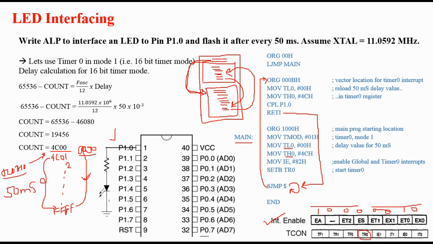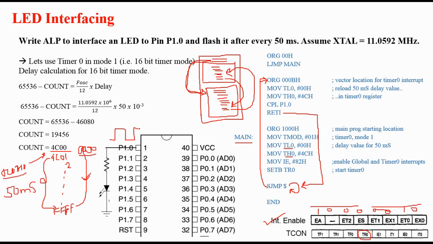Again here, just like the previous case, the pointer will jump to the ISR location, which is location 000B. We will reload the value with 4C00 and complement P1.0. So P1.0 was high for 50 milliseconds, now it will go low. Okay, again return from interrupt. Again the same thing will happen, the same instruction will get executed, and again whenever an interrupt comes, it will obviously come after 50 milliseconds. After 50 milliseconds it will jump to the ISR to make this pin high.